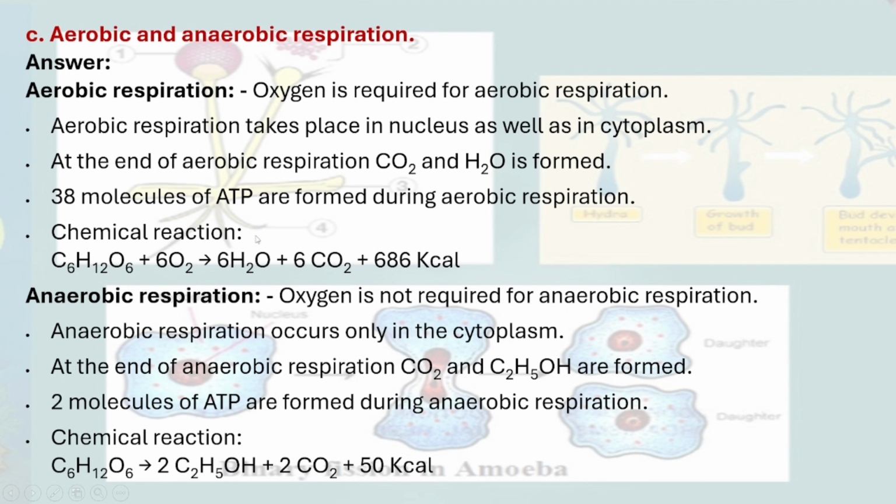respiration. What is the chemical reaction of aerobic respiration? C6H12O6 plus 6O2 gives 6H2O plus 6CO2 and 686 kilocalories. The chemical reaction of anaerobic respiration is C6H12O6 gives 2C2H5OH plus 2CO2 and 50 kilocalories.